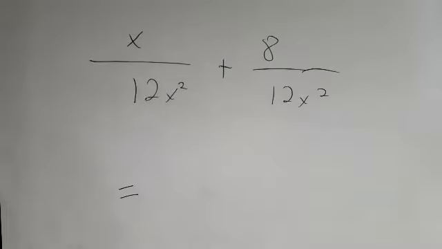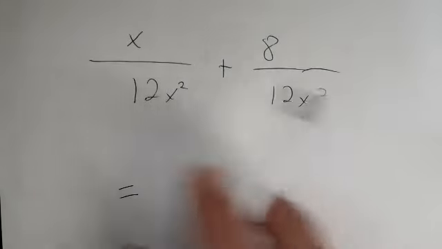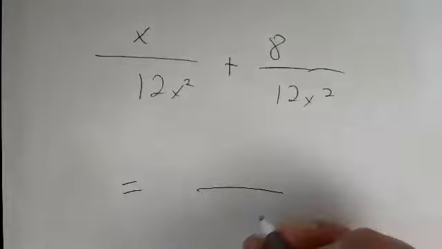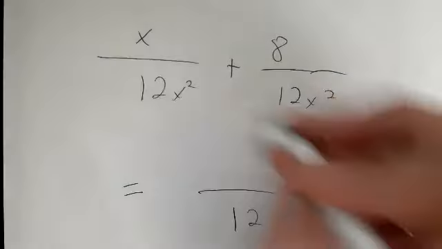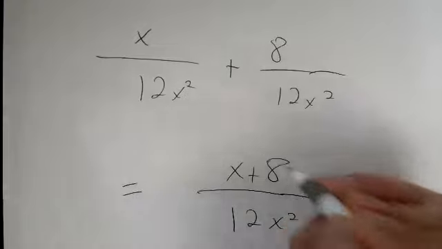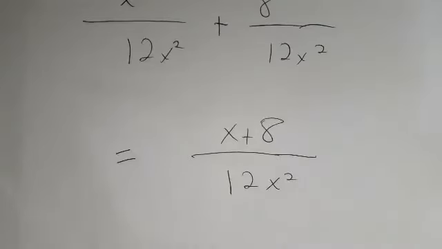Kind of like 3/6 and 2/6. It's like, I should reduce that. No, not yet. Let's do the operation. Let's keep the same denominator of 12x squared. Let's do x plus 8 on top. And after this, you might think to yourself, is that done?